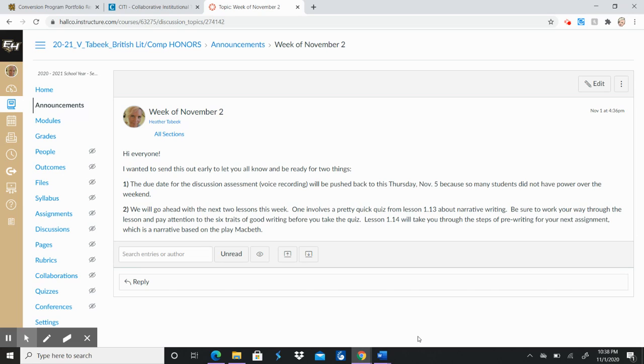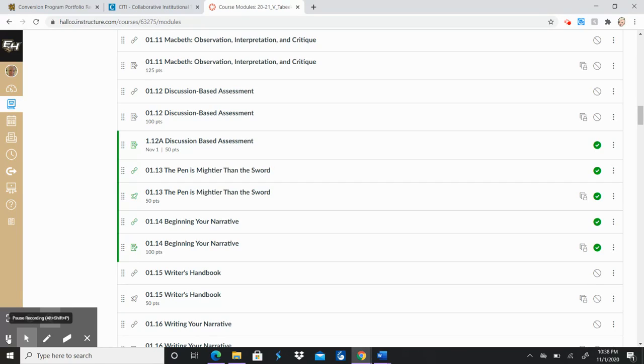So 1.13 takes you through some general information about narrative writing and the 6 traits of good writing. And there'll be a really short quiz after that one. And then lesson 1.14 takes you through the steps of pre-writing for that narrative that's based on Macbeth. So here you have your 1.13. It's actually called The Pen is Mightier Than the Sword.